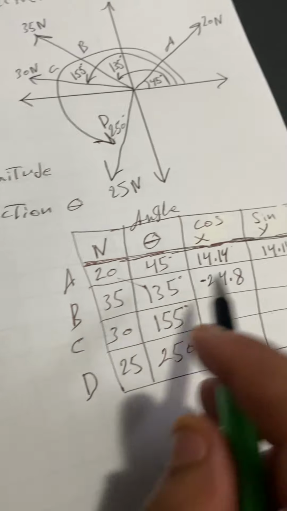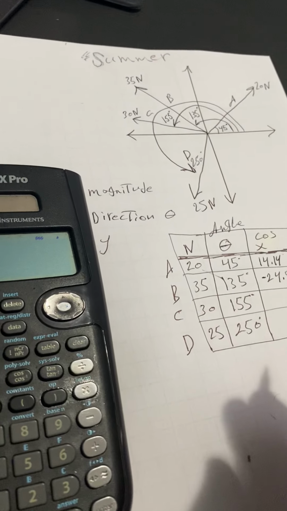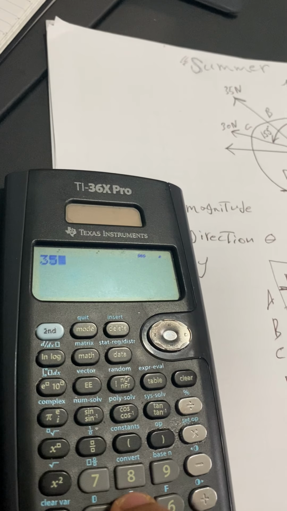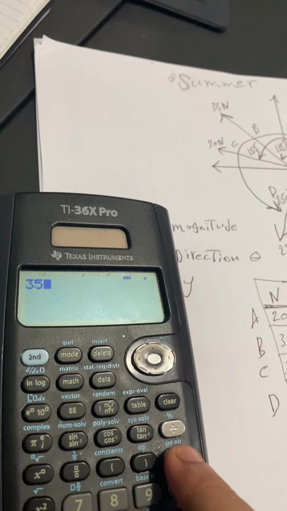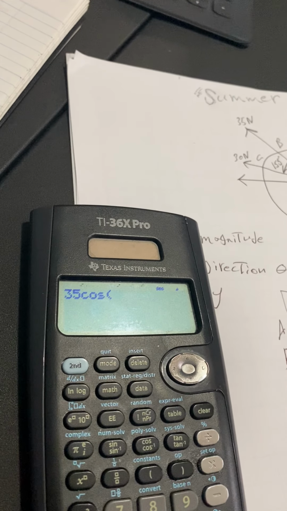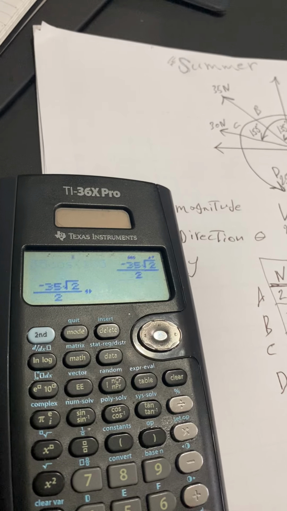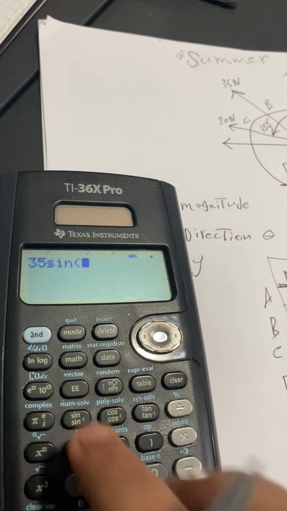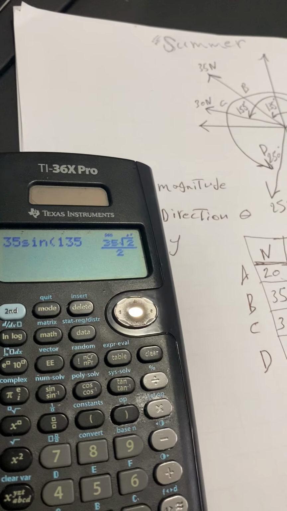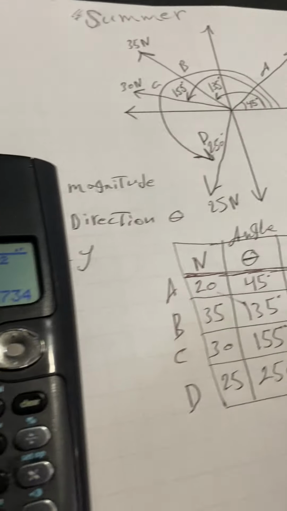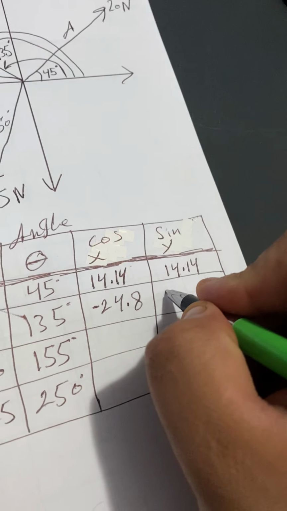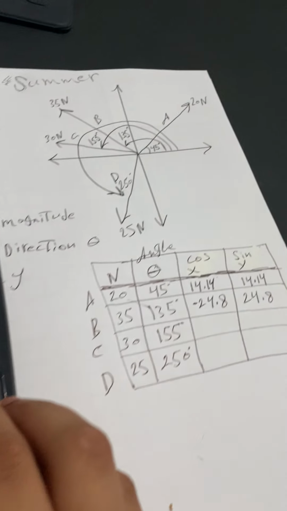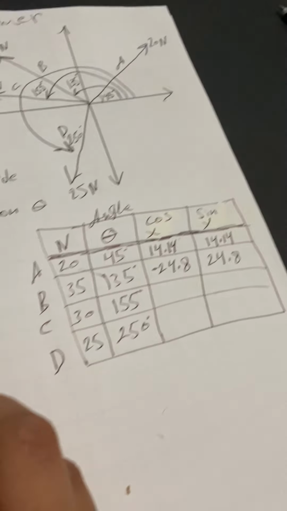And we're going to use the sine now. Let me see. 35 sine 135. It's going to be positive, so for sine it's going to be positive 24.8. So for this problem the cosine is negative and the sine is positive.